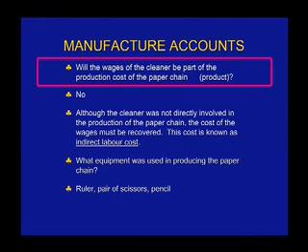Right, now another pertinent question. Will the wages of the cleaner be part of the production cost of the paper chain? Also, it won't be. But once again, to get to that final product, we need a certain process and we need someone to clean afterwards. It's the same as before we can put the final chains together, we needed the Prit and the glue.